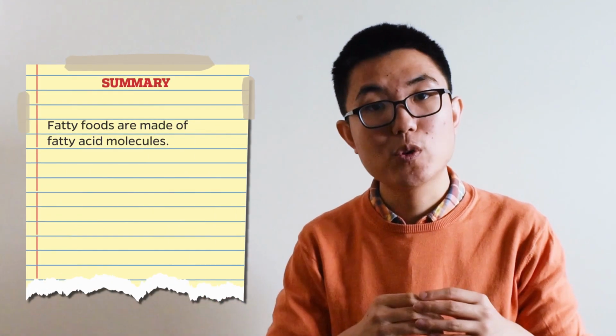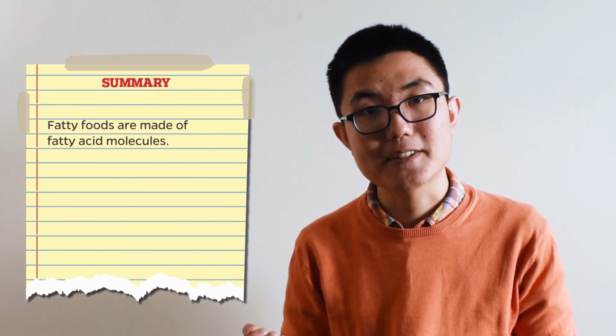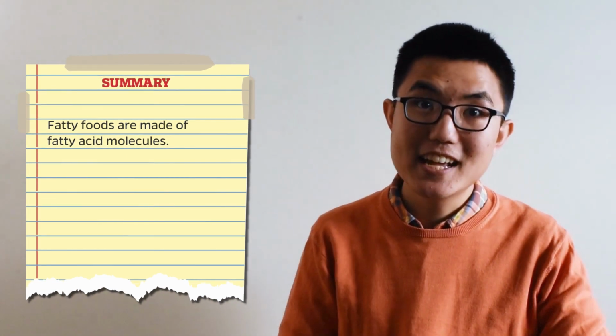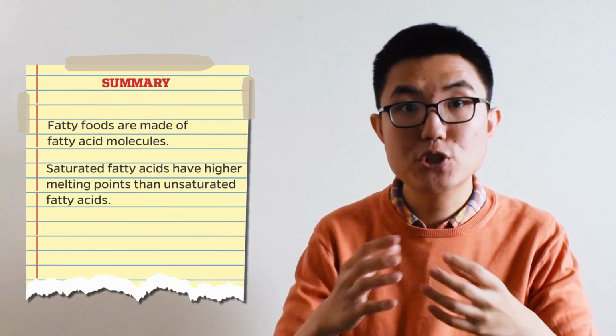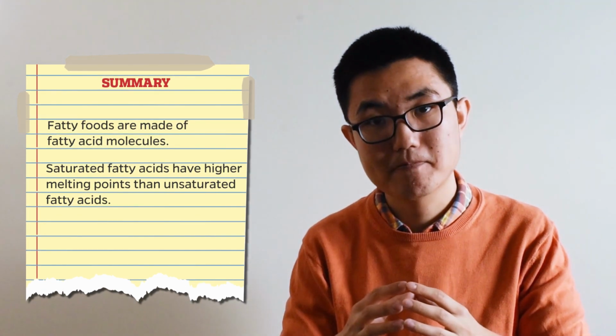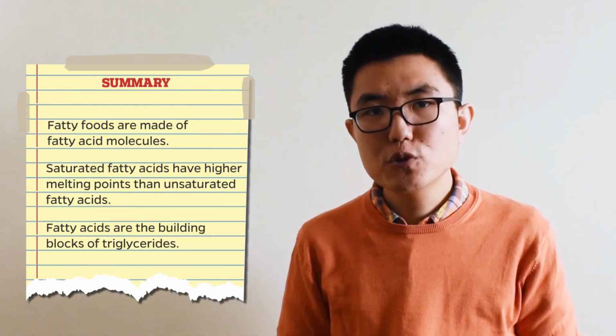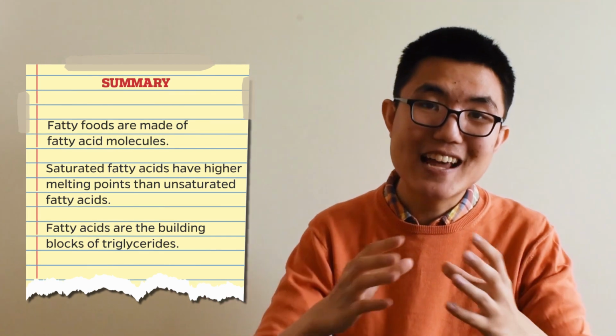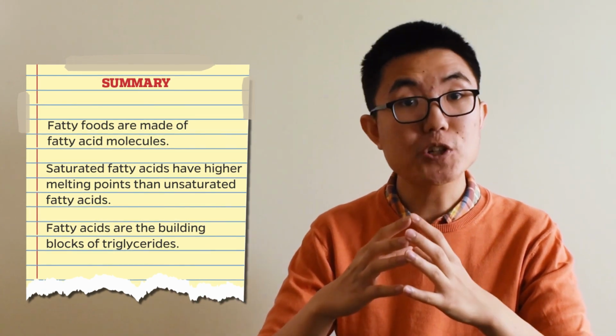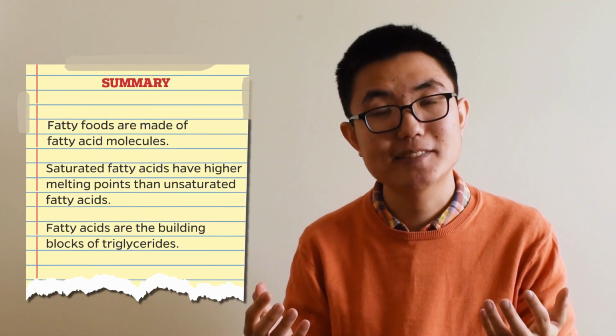So, what did we learn in this video? Fatty foods are made of fatty acids, which can be saturated or unsaturated. Second, saturated fatty acids generally have higher melting points because the molecules can pack more tightly together. And finally, in foods, fatty acids usually don't exist in isolation. Instead, fatty acid molecules are grouped together into larger molecules called triglycerides.